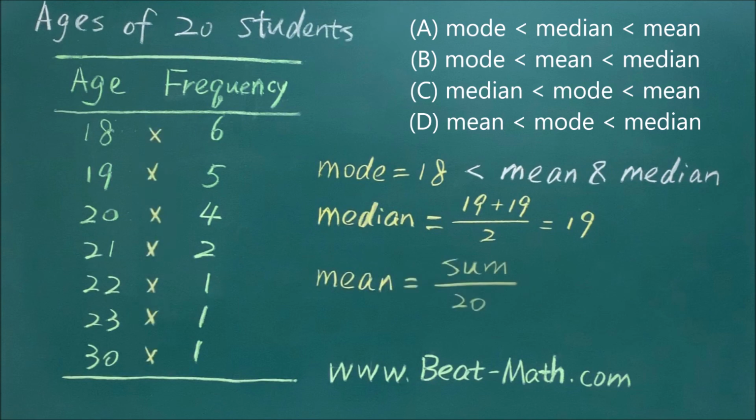Next, we calculate the mean. Add all the numbers together and divide by 20. 18 times 6 plus 19 times 5 plus 20 times 4 plus 21 times 2 plus 22 times 1 plus 23 times 1 plus 30 times 1 equals 400. Divided by 20 equals 20. So the median equals 19 and the mean equals 20. A is correct.